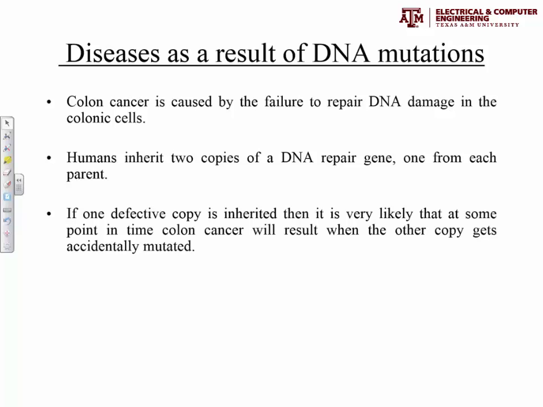Now, what happens if somehow that DNA repair gene, you didn't get it properly? It's not repaired, so the DNA is getting mutated more and more. At some point in time, genes that turn on cell division will be activated because of these mutations, and that's when tumors start to develop. Humans inherit 2 copies of a DNA repair gene, one from each parent. If one defective copy is inherited, then you just have one more to go. At some point in time, the other one will also get mutated, and you'll get colon cancer. That's why this disease actually runs in families.